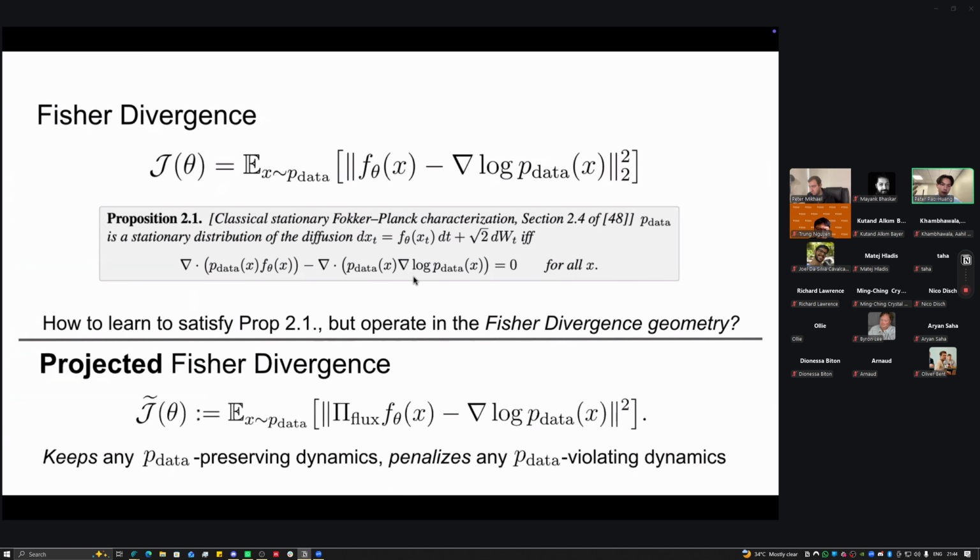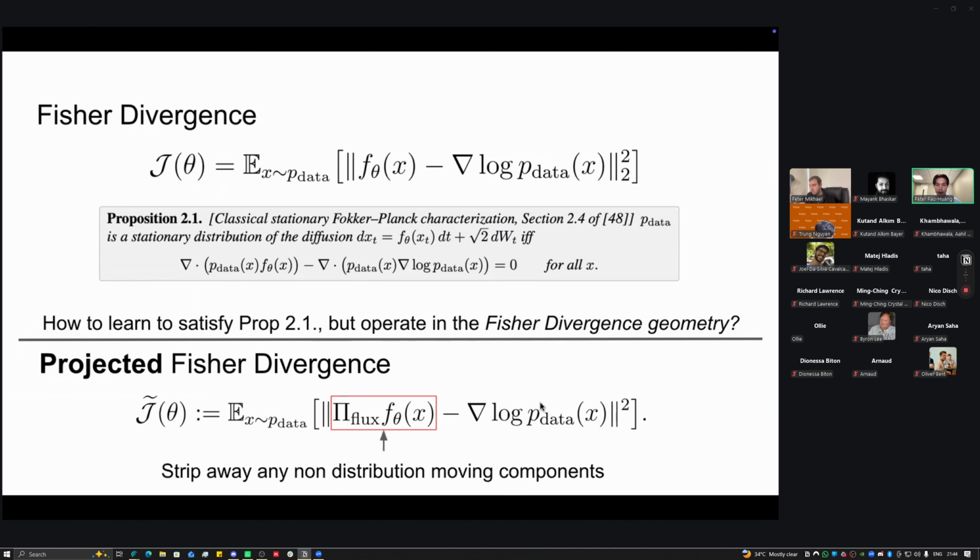So we introduced something called the projected Fisher divergence, which intuitively is a divergence that does not penalize any p data preserving dynamics, but does penalize any p data violating dynamics. You can imagine you can add any curl or vector component, and as long as the divergence of p data with this vector field is 0, it should be invisible to this projected Fisher divergence.